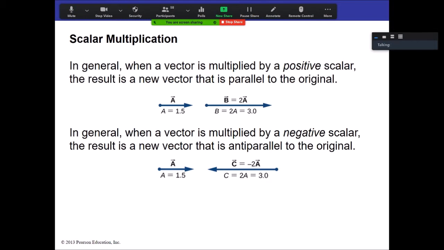If you were to multiply by a negative scalar, it does affect the direction actually. So a positive scalar can either increase or decrease the length of the vector, and a negative scalar can also increase or decrease, but will flip the direction of the vector. All right, so that's the effect there.